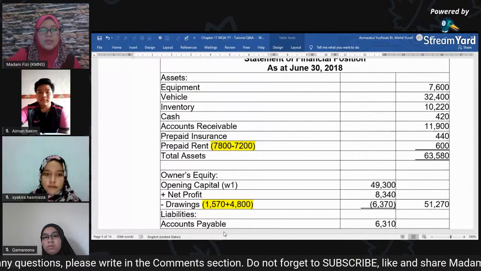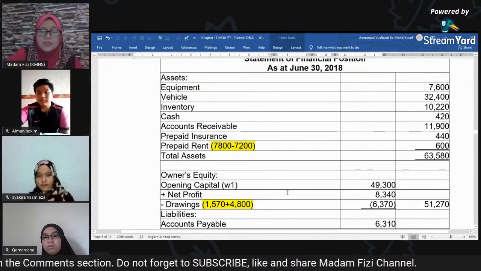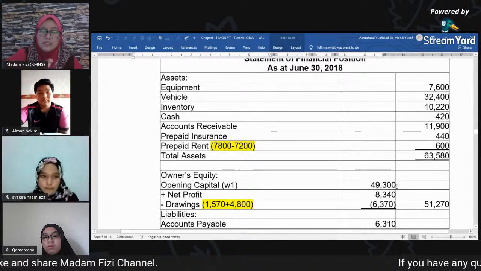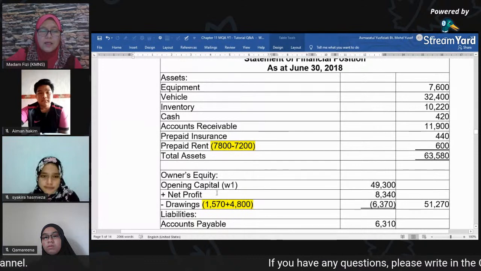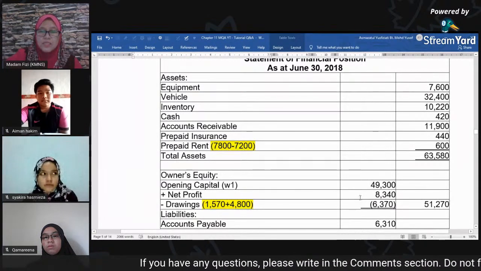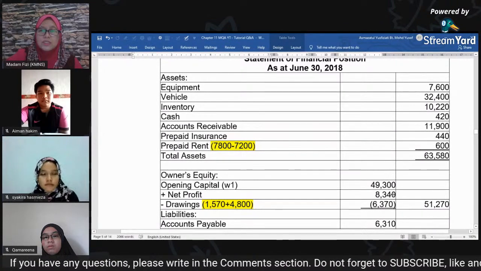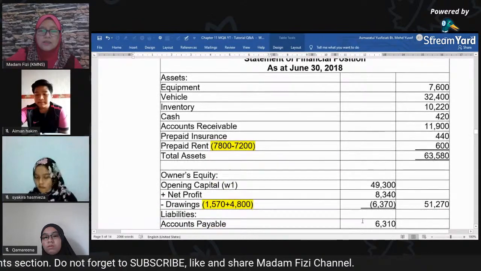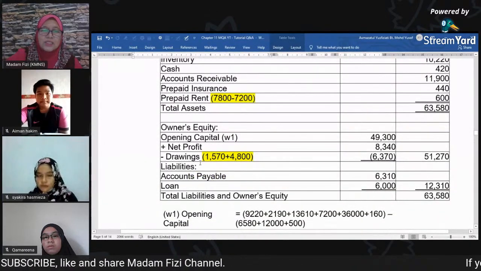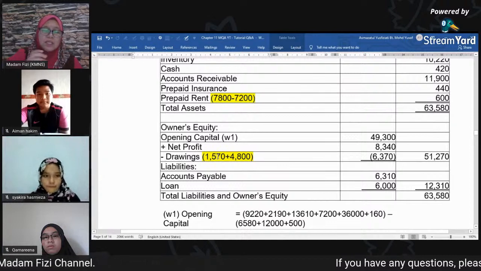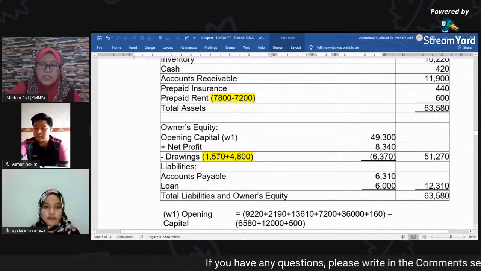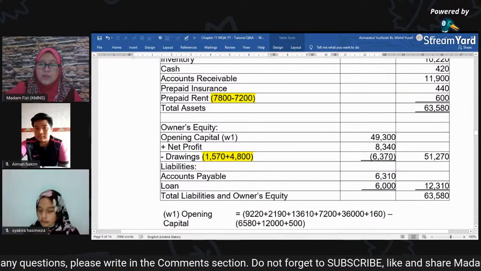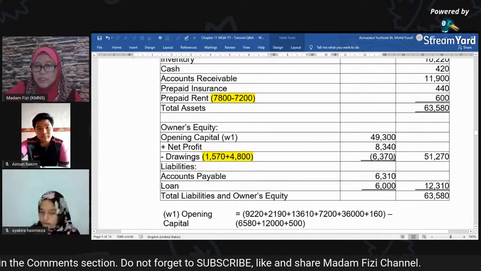Okay, owner equity. You get from the opening capital 49,300. This one you have to calculate, and later on I will show the calculation. Plus net profit from the statement of income, 8,340 just now. And then minus drawings. Drawings, this one is cash drawings and also inventory drawings. So the total is 6,370. So the owner equity, or the closing capital, is 51,270.